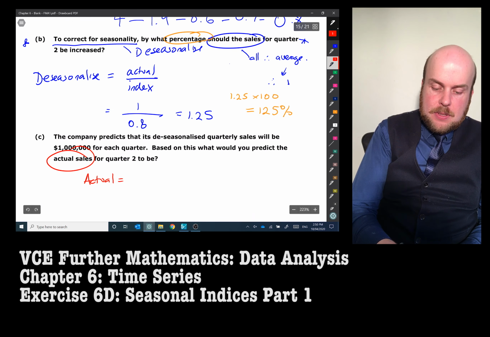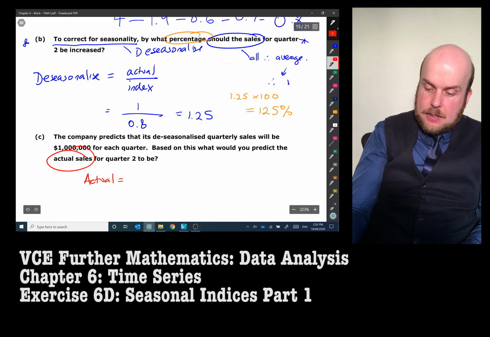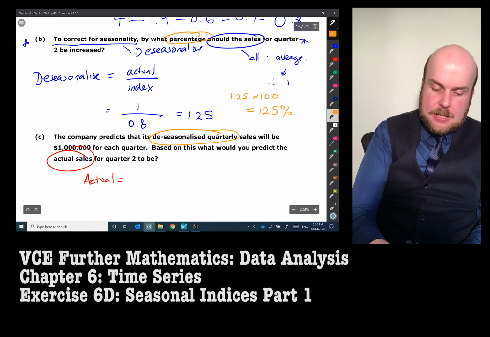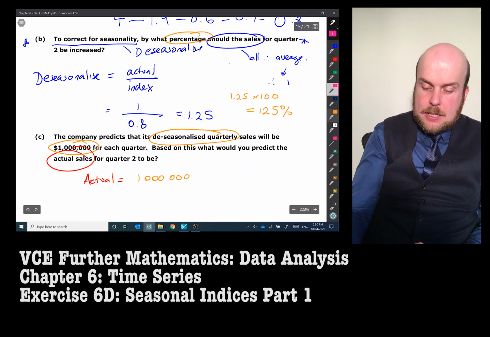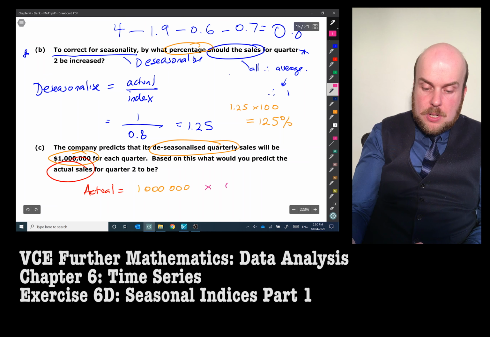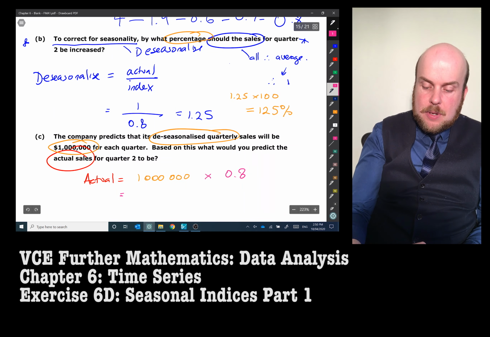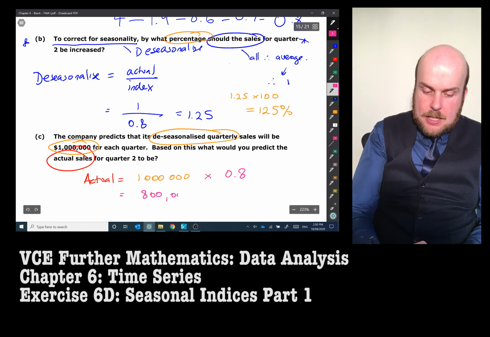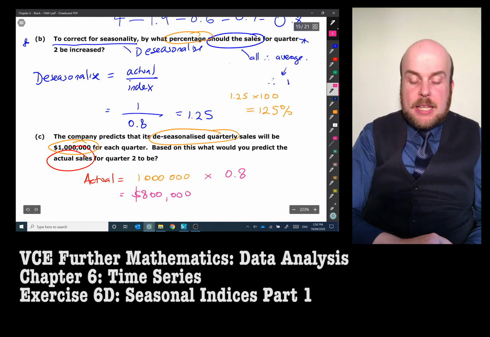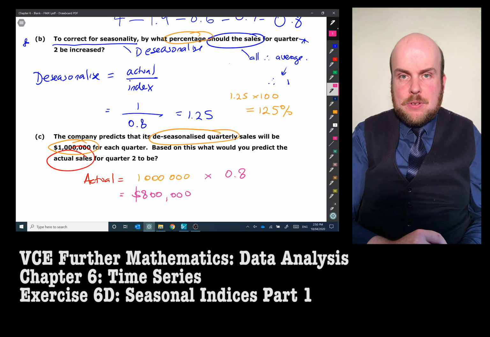So actual, it predicts that the deseasonalized is going to be equal to $1 million. So we're going to do 1 million times the seasonal index for quarter 2, which was 0.8. And when you put that together, we're predicting that the actual values will be 800,000.